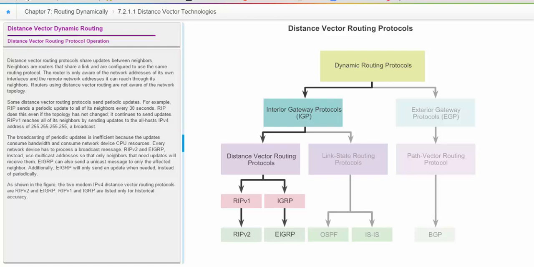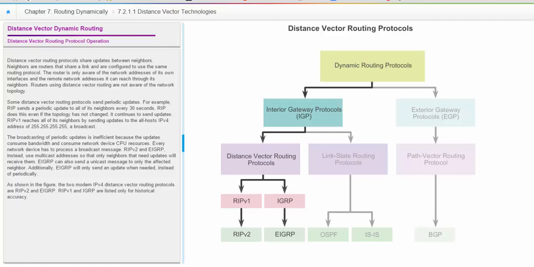Distance vector routing protocol operations. Let's talk a little bit more about our distance vector routing protocols. The distance vector routing protocols share updates between neighbors, and neighbors are routers that share a link and are configured to use the same routing protocol. That's important, it has to be the same routing protocol.